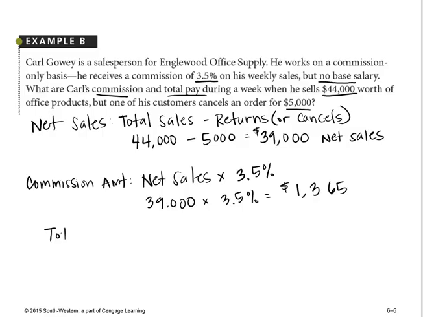His total pay is the same as his commission amount, and that's only because for this specific problem, it says he has no base salary. And so that would just be plus 0 or nothing, which is still $1,365.